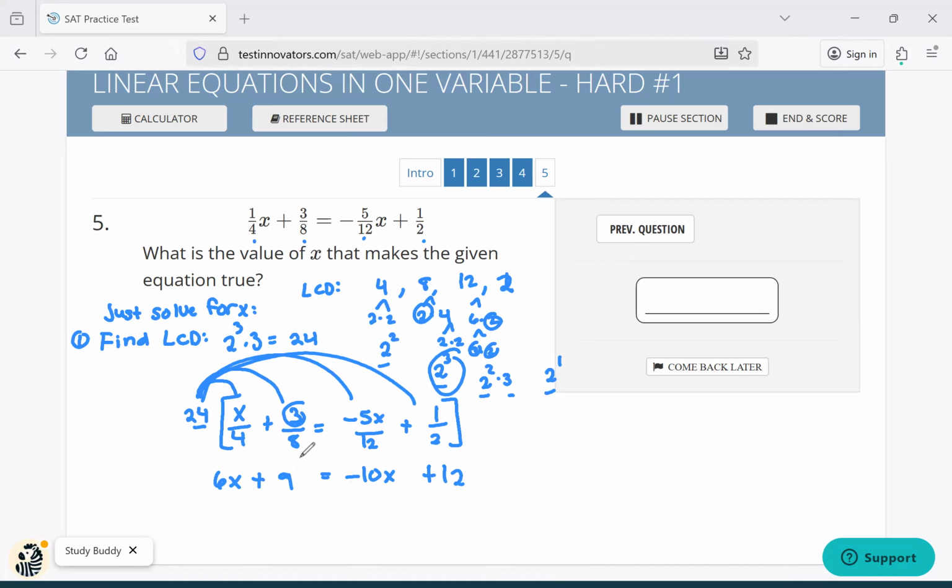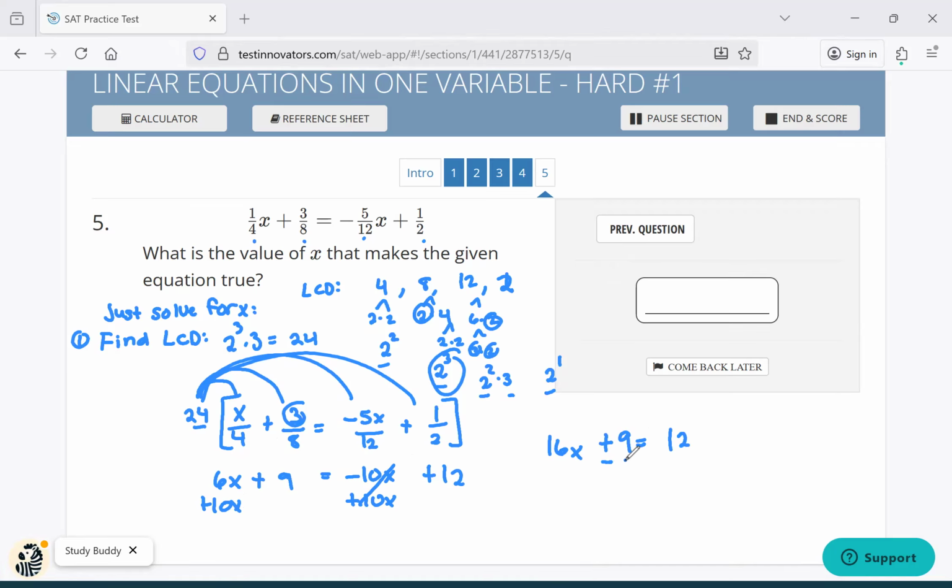So what I would do next is get all my x's on one side, because there's no way you can combine like terms on both sides. You might as well get all the x's on one side. So I'm going to add 10x, add 10x. What's 6x plus 10x? 16x plus 9 equals 12.